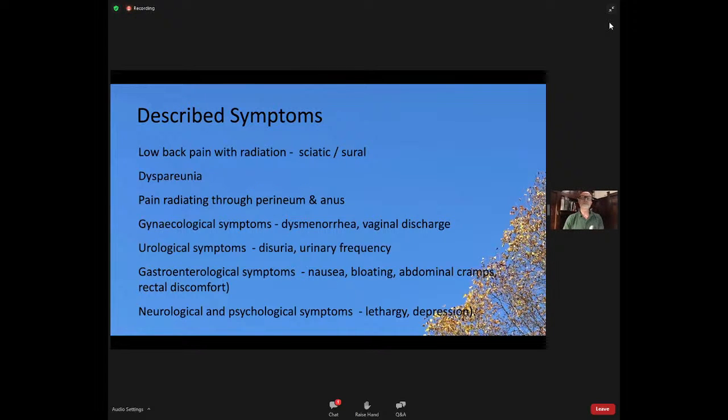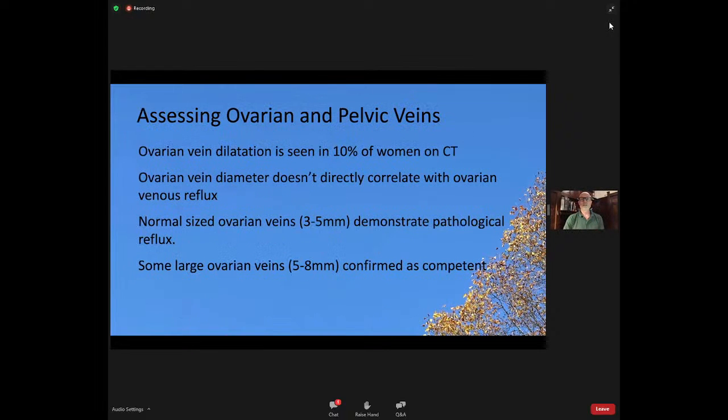It can present in a myriad of ways because these inflammatory factors can stimulate a lot of areas in the pelvis and all the other pelvic organs. And it's also very difficult to assess. Ovarian dilatation is seen in up to 10% of women on CT, and the diameter doesn't correlate with ovarian reflux.